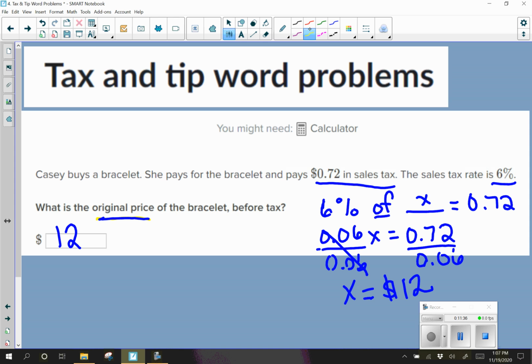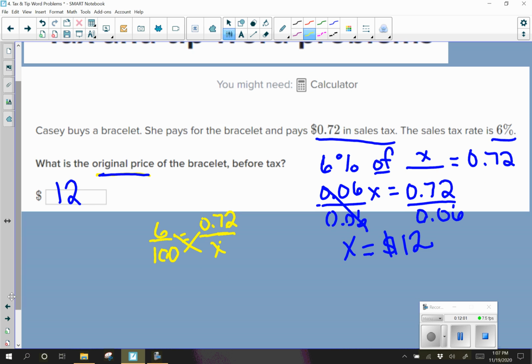We know our percent is 6, so I'm going to put 6 over 100. We're missing our whole. That's where our variable is, where the whole is. So that means your variable would go on the bottom, and then your 0.72, which is your tax, that's your part. Remember, it's part over whole. So we could just set up a proportion like this, and you'll see we will still get the same answer.